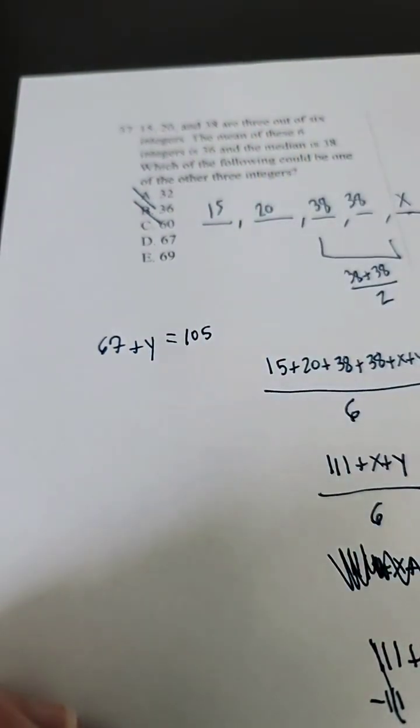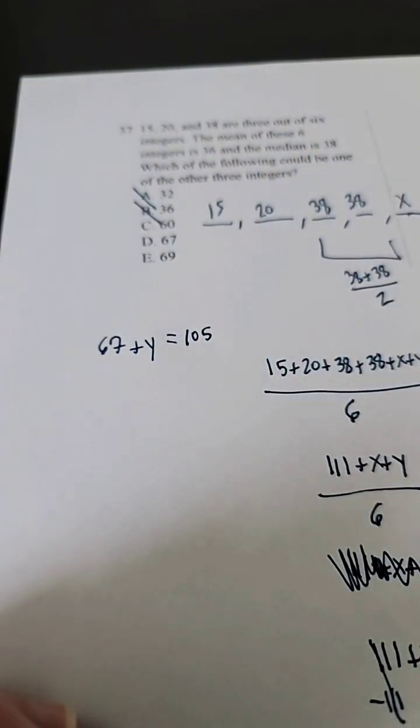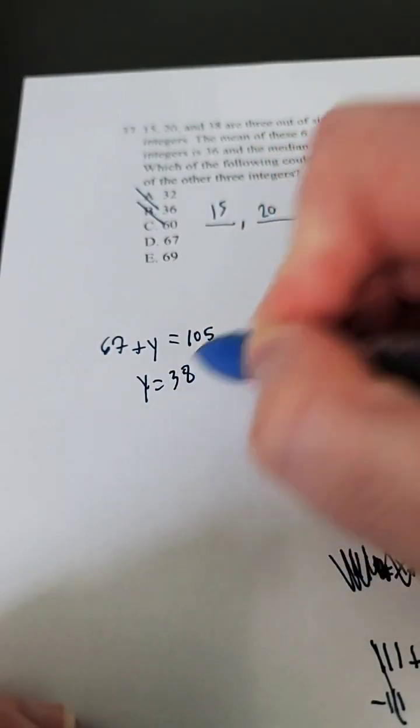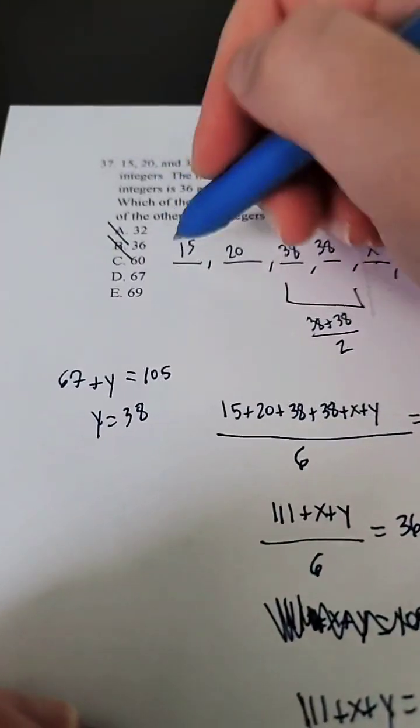Now, if we plug in 67 instead, and we say 67 plus y has to equal 105, we would subtract 67 from each side. So 105 minus 67 is going to be 38. So then we get y is equal to 38, and that can't happen. So it's not going to be that one.